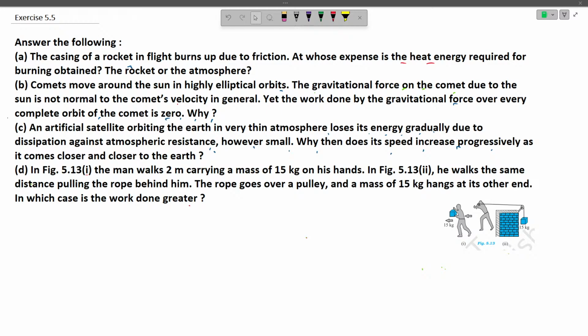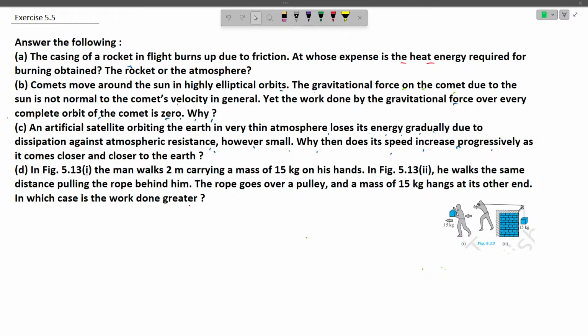So here we have to answer the following questions. There are 4 questions. The first question is: the casing of a rocket in flight burns up due to friction. At whose expense is the heat energy required for burning obtained, the rocket or the atmosphere? It is the rocket. As the rocket moves through the atmosphere, friction between the rocket's surface and air molecules generates heat. This friction force acts against the rocket's motion and converts kinetic energy into thermal energy. So the source of energy comes from the rocket. It is not coming from the atmosphere.